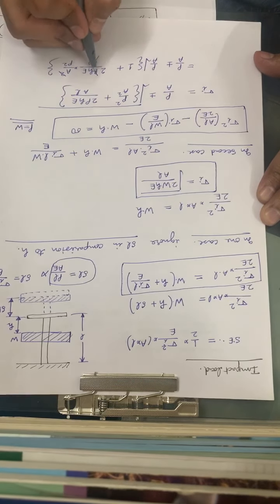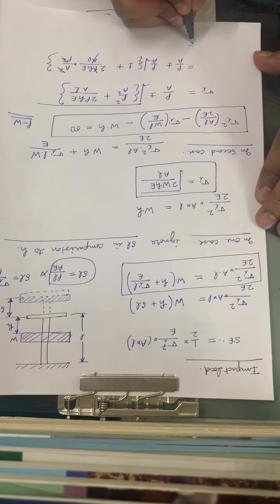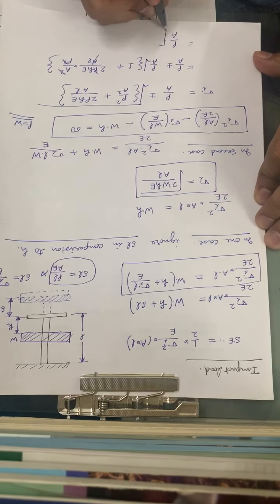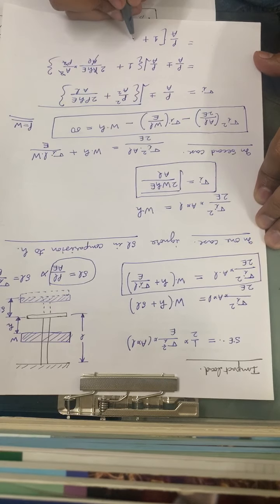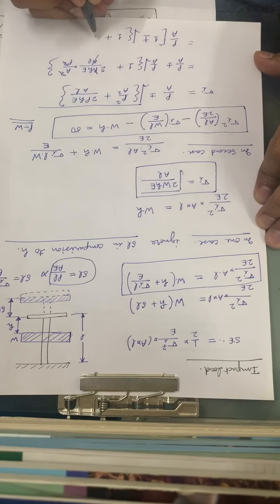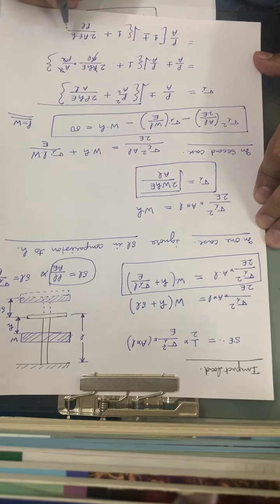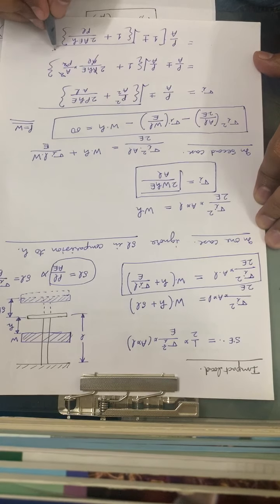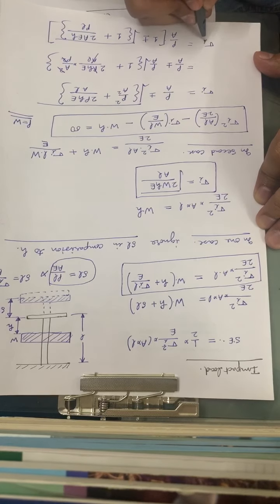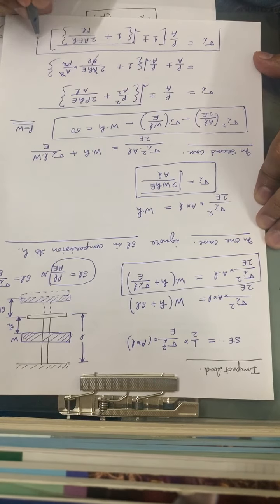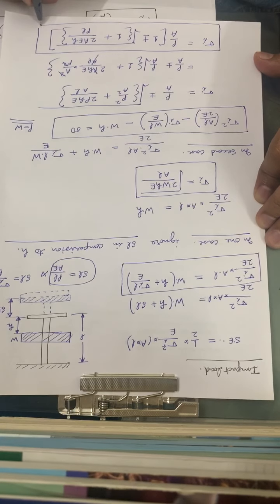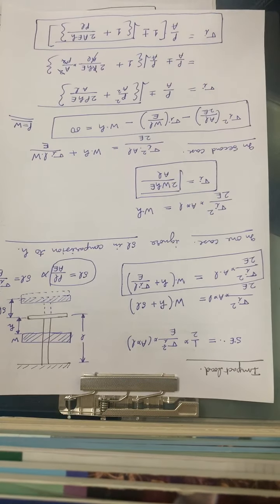So A cancels, this cancels, and we get P by A into the bracket 1 plus or minus the square root of 1 plus twice A E H upon P L. So this is the formula in case of impact load. This derivation sometimes comes into your theory questions, right?